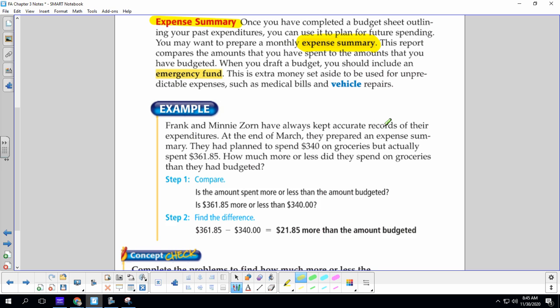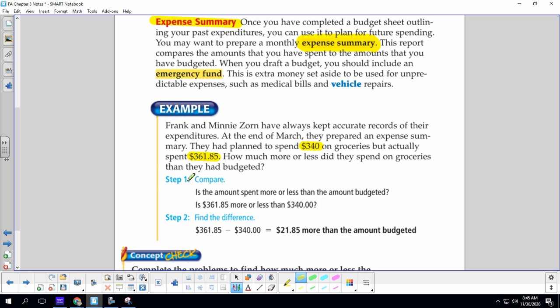Frank and Minnie have always kept accurate records of their expenditures. Remember, expenditures means what you've spent. Don't be afraid of the big word. At the end of March, they prepared an expense summary. They planned to spend $340 on groceries, but actually spent $361.85. How much more or less did they spend on groceries?